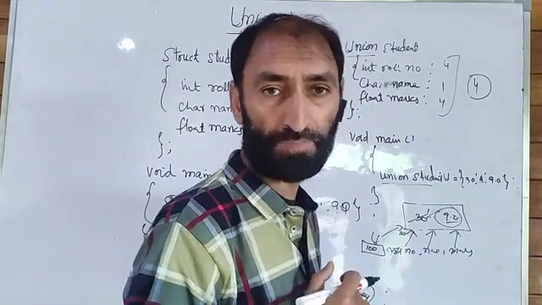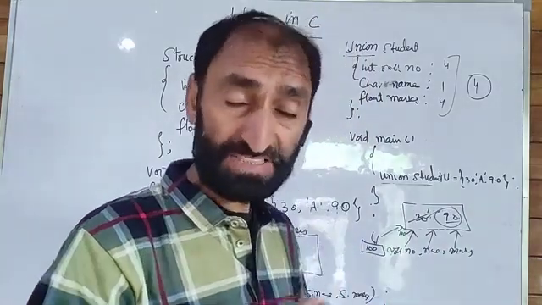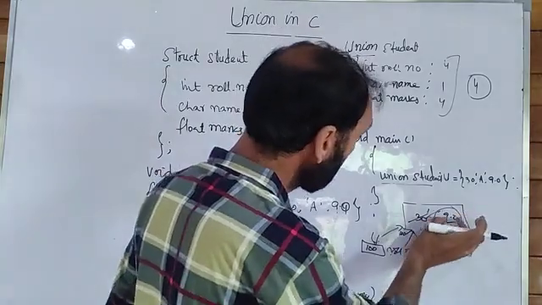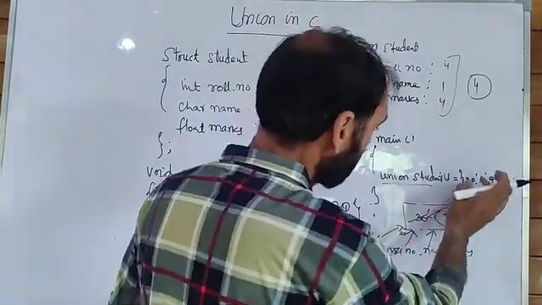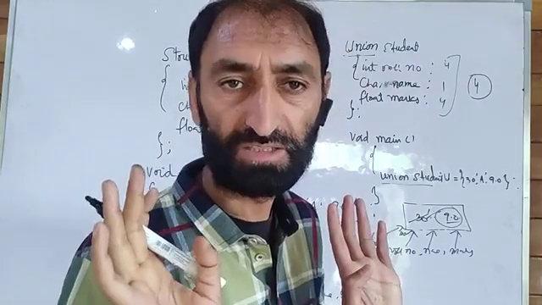This is the drawback of union. The disadvantage is that only the value which is going to be inserted last remains there, and the rest of the values are overwritten.